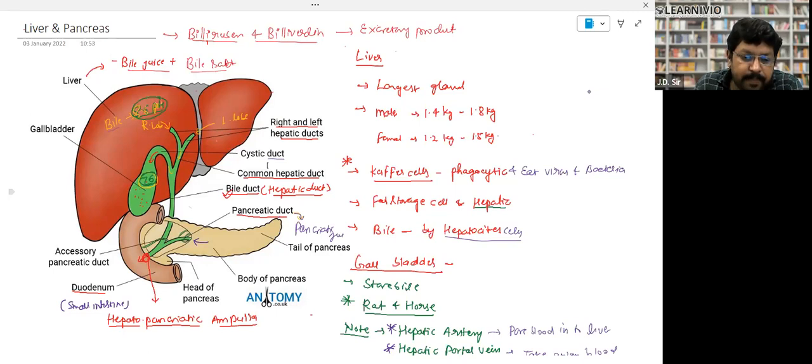Next point. Both pancreatic and hepatic duct open into the small intestine jointly through a common opening called hepatopancreatic ampulla. Full stop.